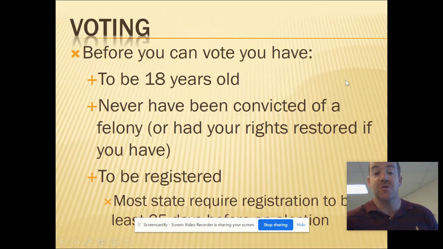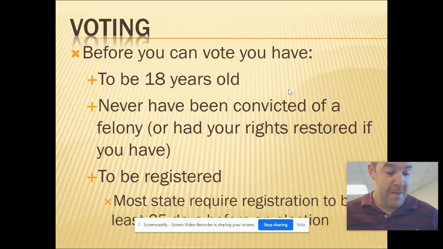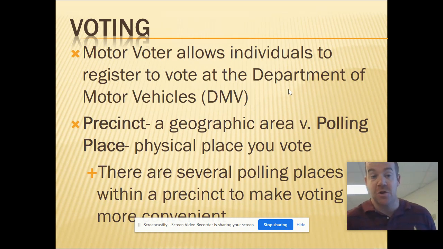Qualifications, procedures for voting. This is a question on the test. You have to be 18 years old. You have to be registered. Obviously, if you have been convicted of a felony, your rights have to be restored. So really, the question on the test, you've got to be 18. You don't have to be born in America to vote. You do need to be an American citizen. You don't have to be born in America. Remember, we went through that in the very first unit, the process of naturalization.